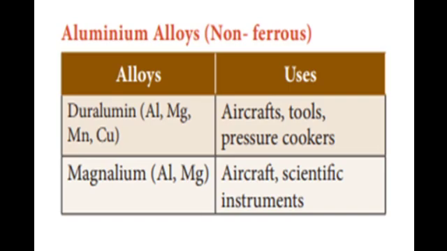Then magnalium. This is a mixture of aluminium and magnesium. This is also a non-ferrous alloy. Uses: to make aircraft and scientific instruments.